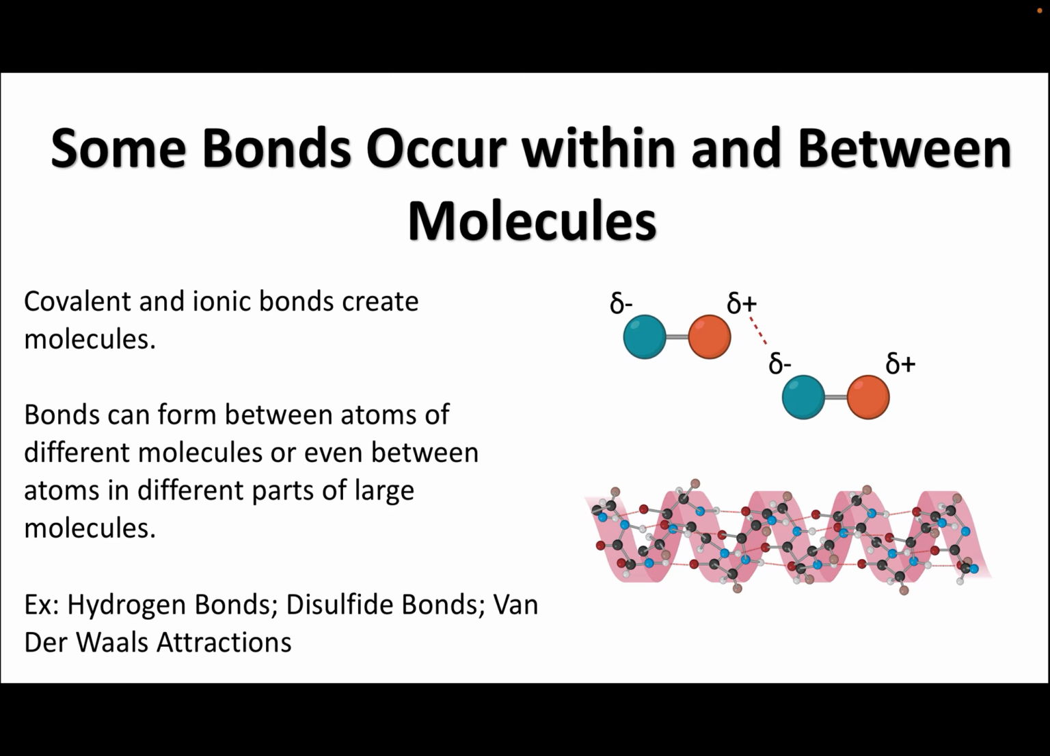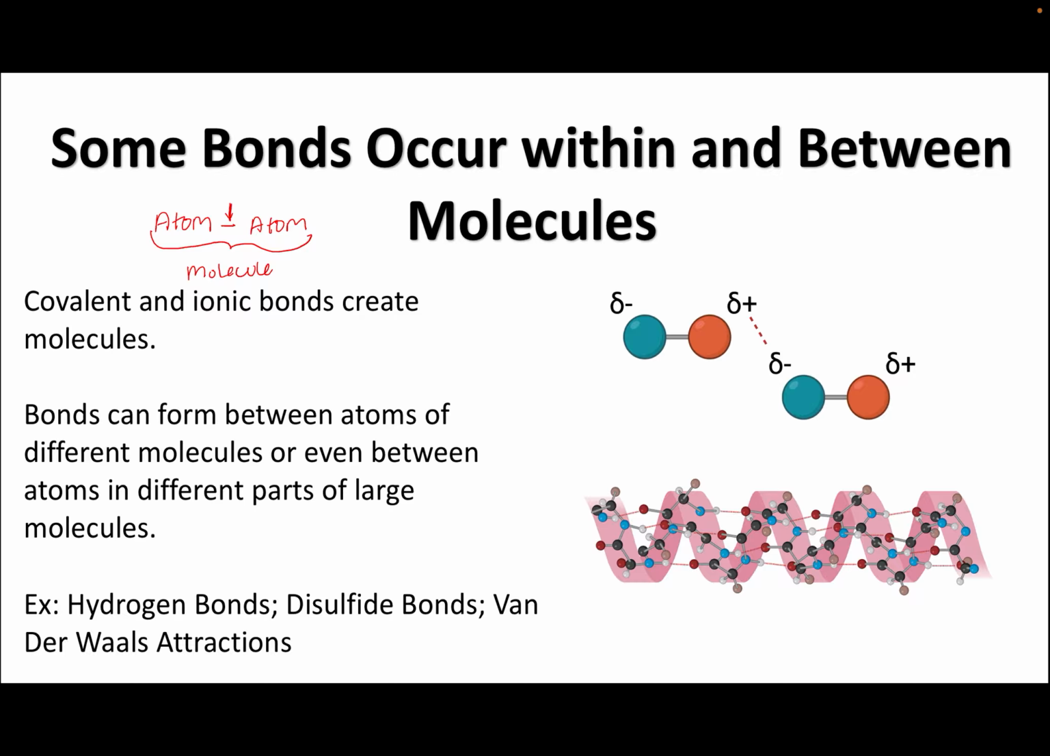We've spent time now talking about bonds that occur between two atoms to make a molecule. So the ionic bonds we talked about, the covalent bonds we talked about, those are bonds that are occurring between two adjacent atoms in order to form a larger structure called a molecule. That being said, we can also have bonds that form between molecules that already exist.